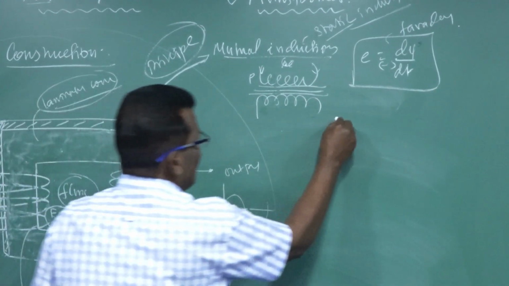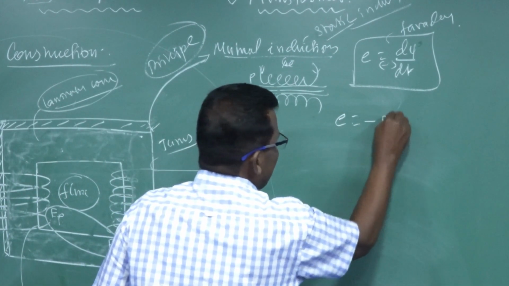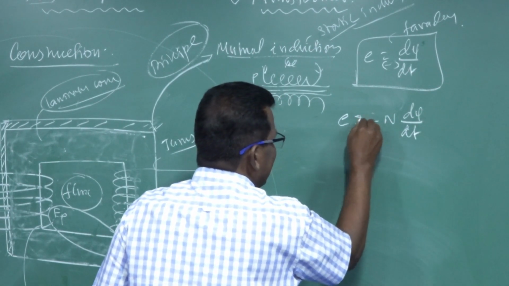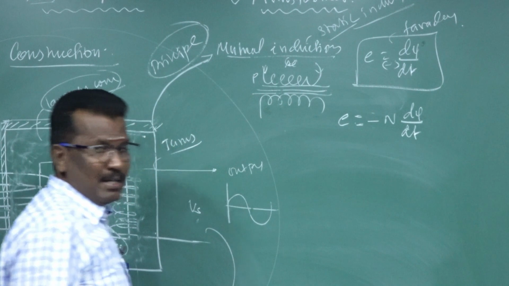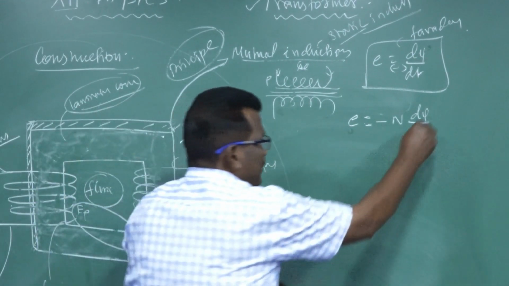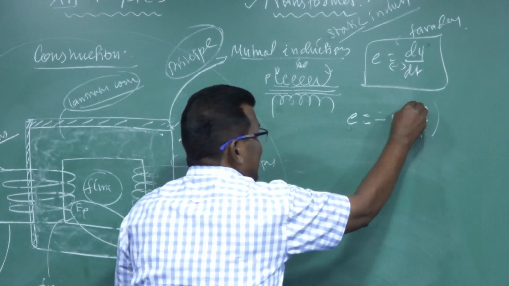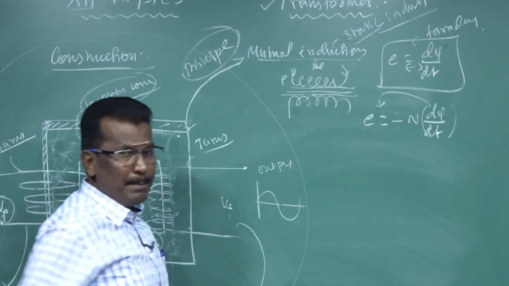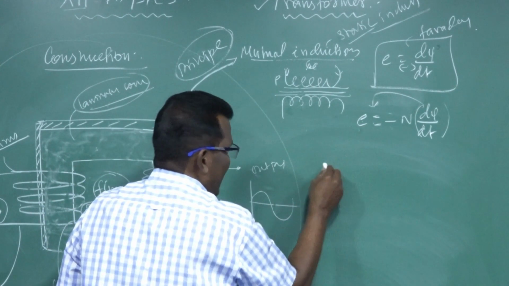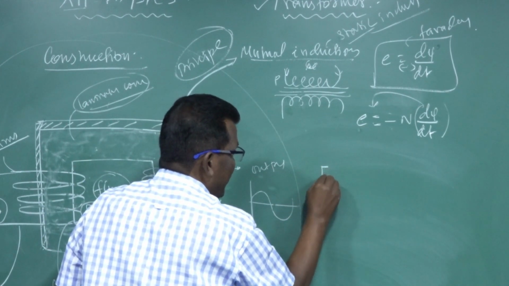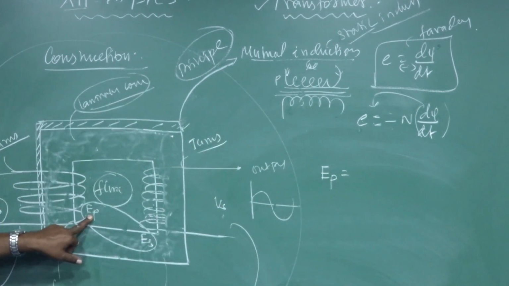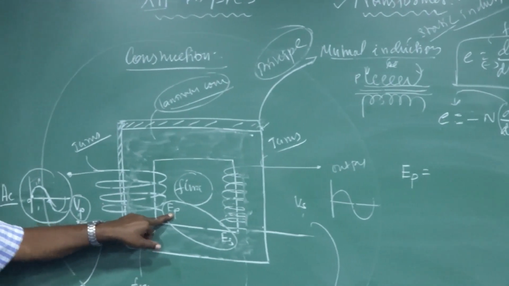So E is equal to minus N dφ by dt. The minus sign indicates the direction of the induced current. E represents the induced EMF, and the rate of change of flux is directly proportional to the induced EMF. So here, instead of E, I am taking EP.